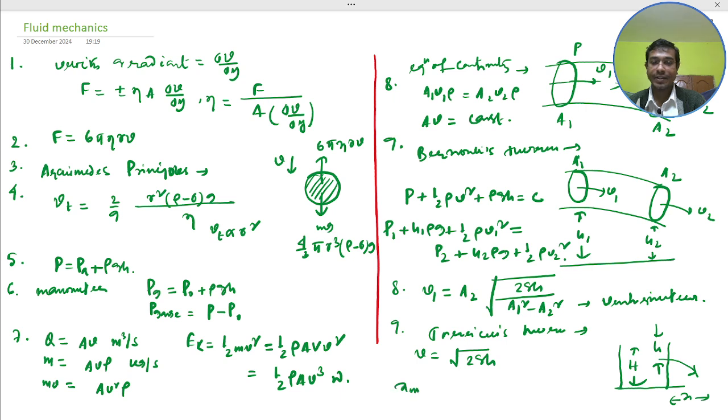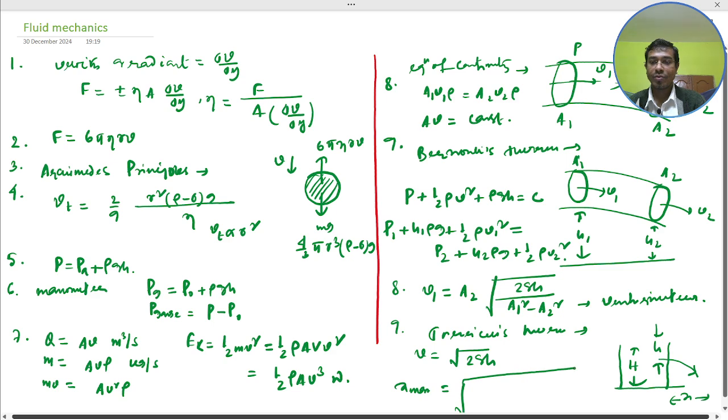And the maximum range, x max, is equal to 2 root over h by 2 into total height H minus h by 2, which is equal to H. Basically we conclude here that the speed is root 2gh. This is Torricelli's theorem, and next one is hydrostatics.